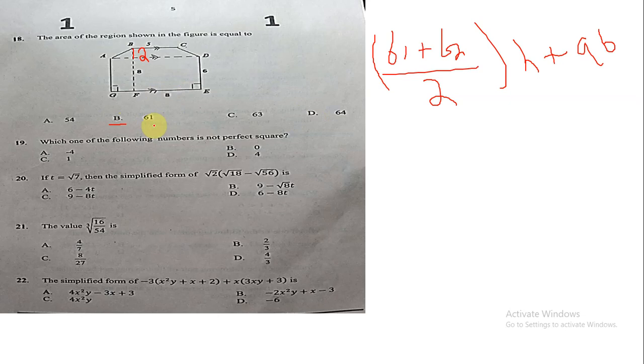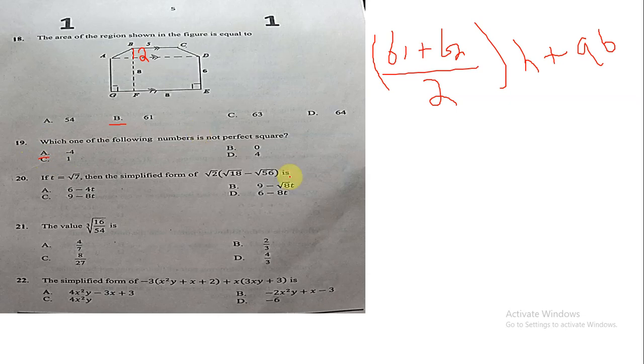Okay, here in question number 19, which one of the following numbers is not a perfect square? 1 times 1 is 1. 0 times 0 is 0. 2 times 2 is 4. So C, B, and D are perfect square numbers. But negative 4 cannot be, because a perfect square can never be negative. So choice A is the number which is not a perfect square.